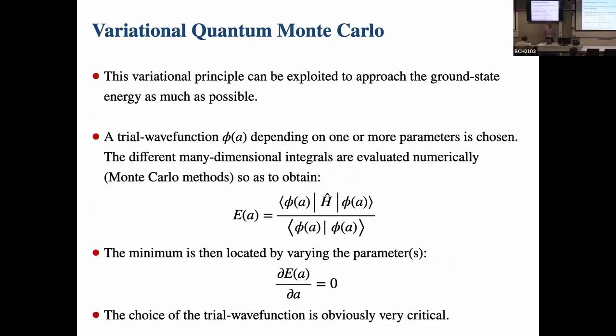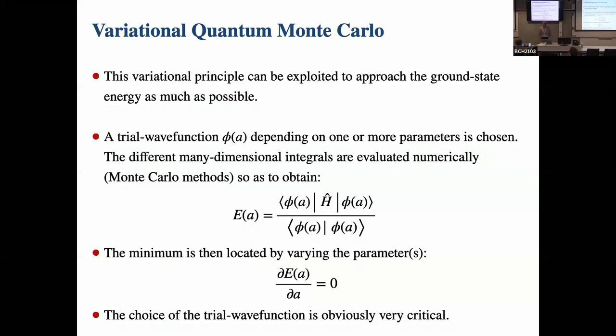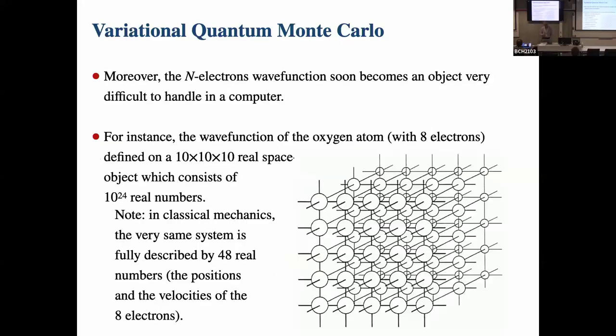So we can exploit that to get an energy as close as possible to the minimum. To do that, we need a trial wave function. For instance, if we have a trial wave function that depends on one parameter A, we need to evaluate this energy, which we can do, for instance, with Monte Carlo techniques. Then we have something that depends on one parameter, and we just need to minimize by using the derivative of this energy as a function of the parameter A. Of course, this all depends on the quality of the phi that you have found and how accurate it is: the closer you get to the actual minimum of the energy.